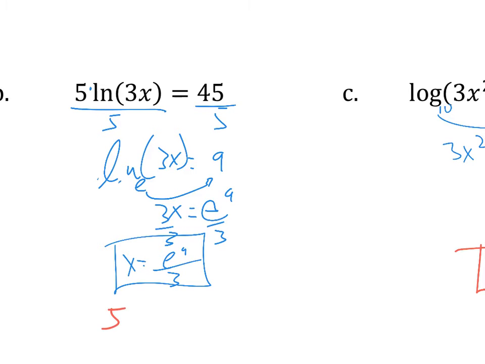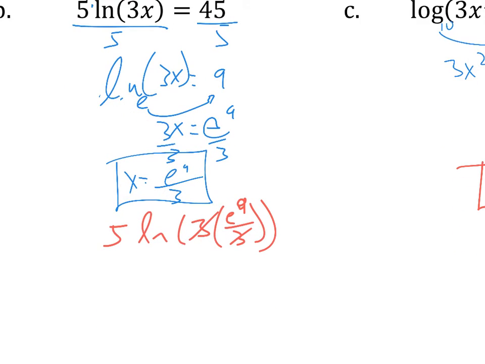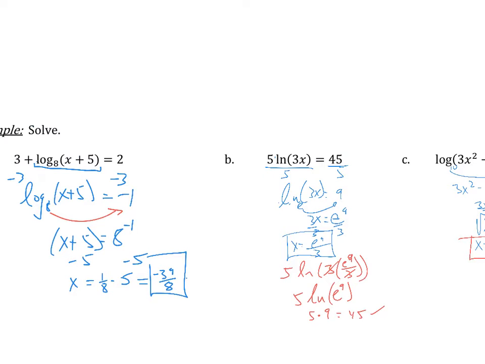So if we have 5 times the natural log of 3 times e to the 9th, can't read my own writing. Here the 3's cancel, and we have 5 times the natural log of e to the 9th. The natural log of e to the 9th is just going to be 9. So 5 times 9, which is 45. Check. Okay, that's the idea.